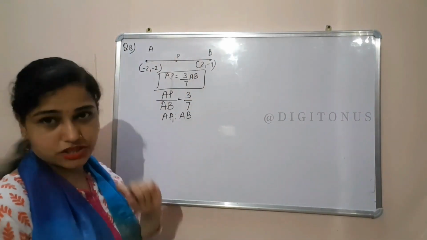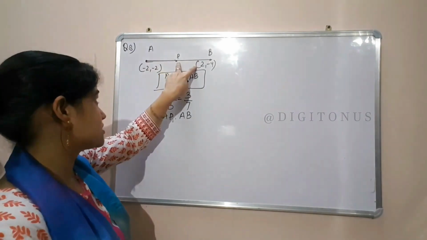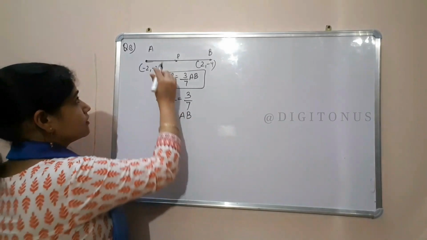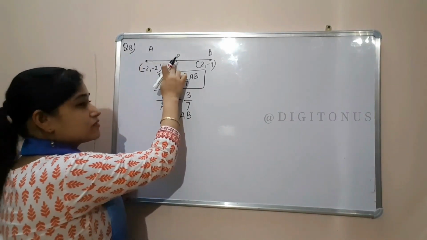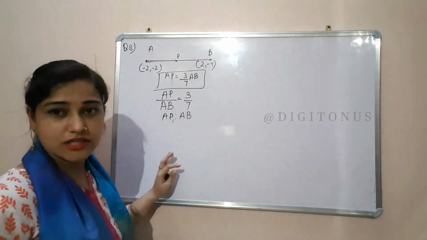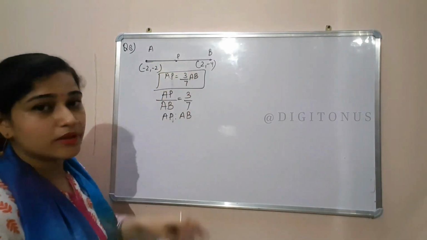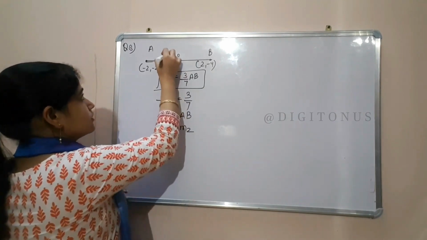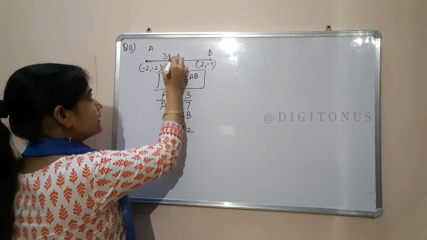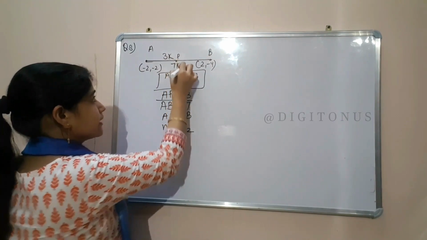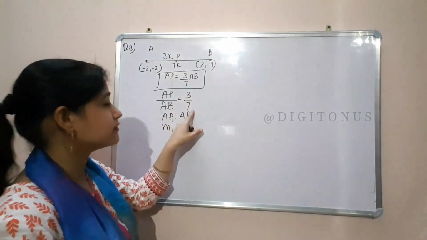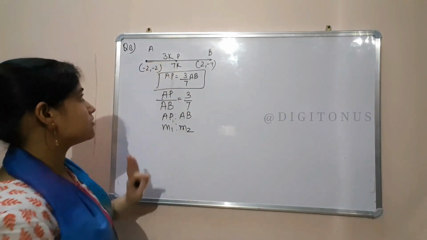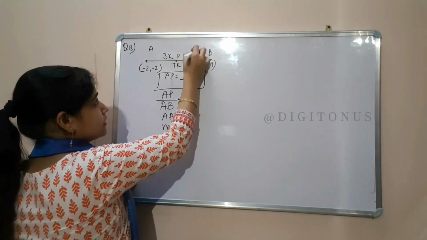M1 and M2 ratios are for these two sections, these both sections, not this section and the whole line. In this question the first section and the whole line segment ratio is given, but we need the AP ratio PB for the values of M1 ratio M2. So this is 3k, and the total is 7k. K means constant, because 3 by 7 is not the exact value. This is the ratio. So this value will be 3k, this value will be 7k. So the PB value will be 4k.